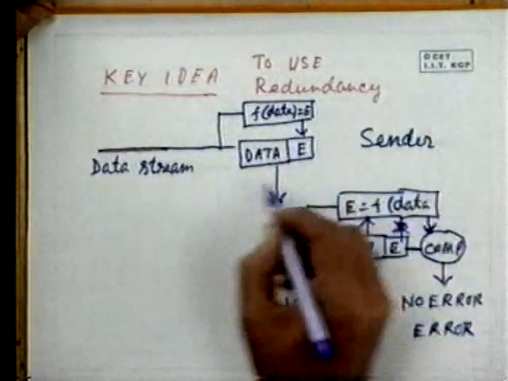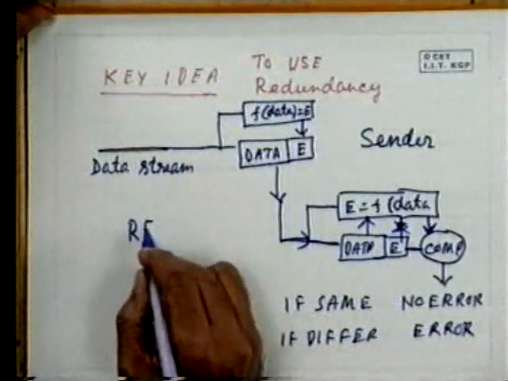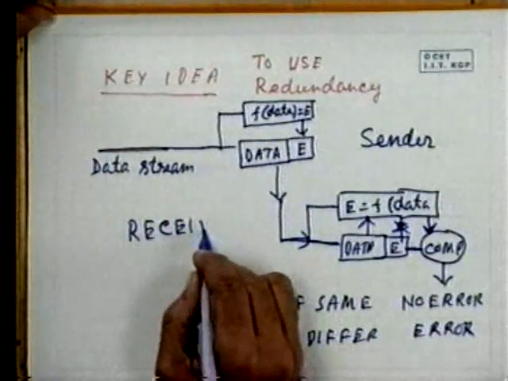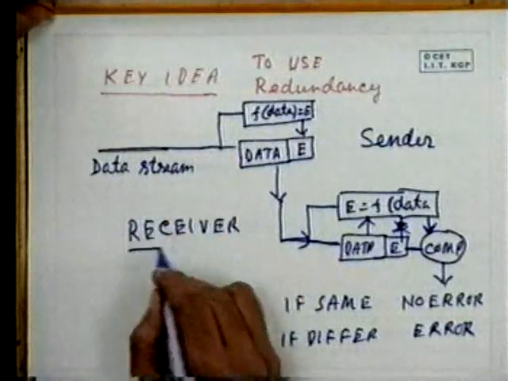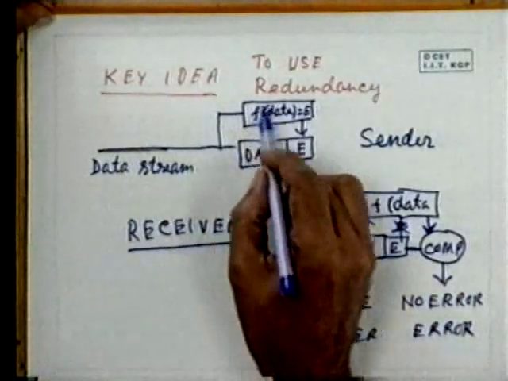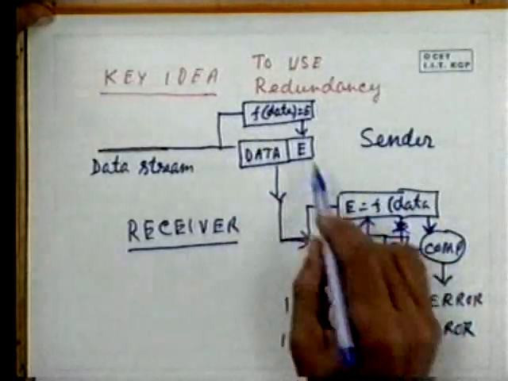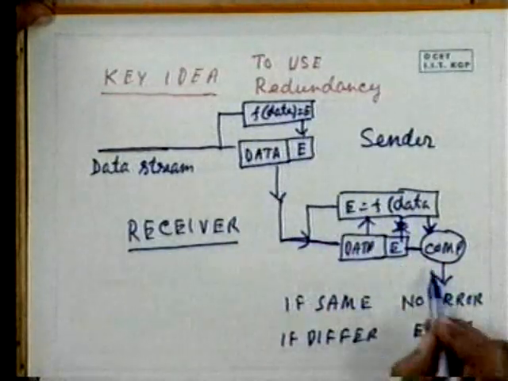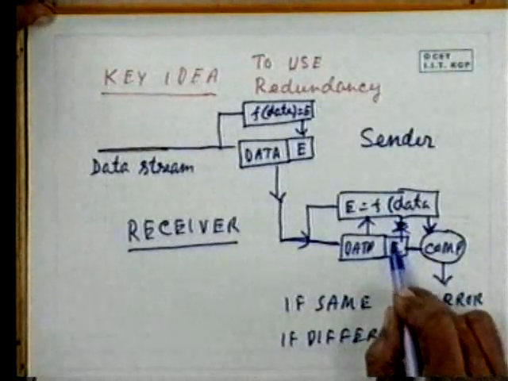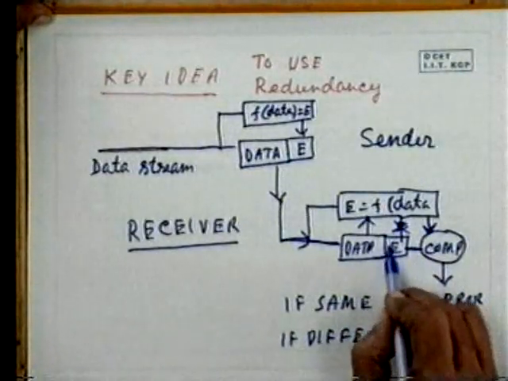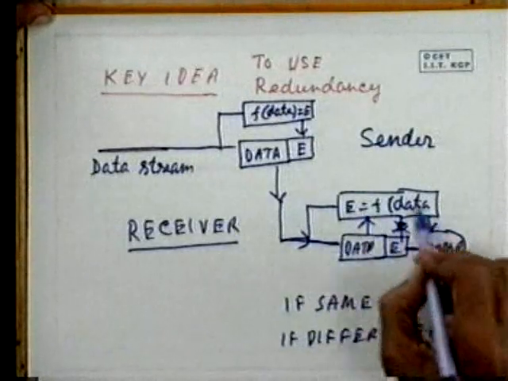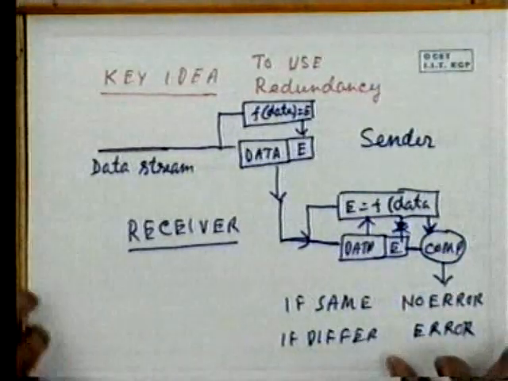So this is the sender's end, this is the receiver. As you can see here, the same function f of data is used in both the cases, in receiver as well as sender, and then the received redundant part and computed redundant part are compared to check whether there is error or no error.